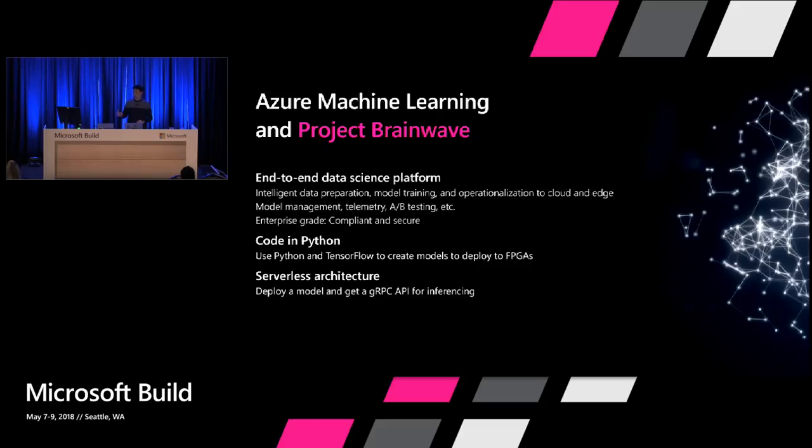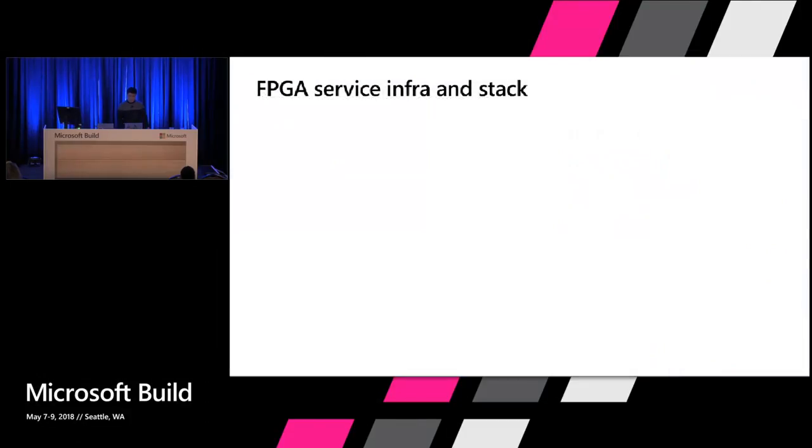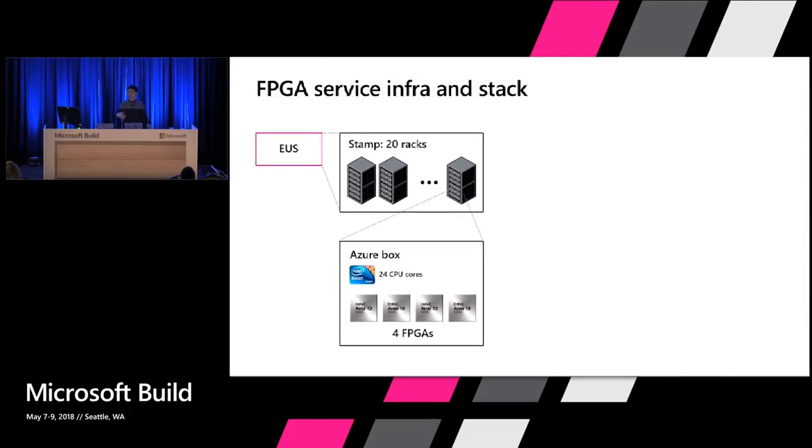So this is Python, this is TensorFlow, and then you're creating that model and then deploying it in a serverless architecture. So from an infrastructure perspective, just to give you a quick overview, our first region is East US. So East US is what we're offering with a launch. If you were to deploy a model today, it would be in East US. Each of these stamps have 20 racks. Each of these racks have a lot of boxes, and each of these boxes have 4 FPGAs.